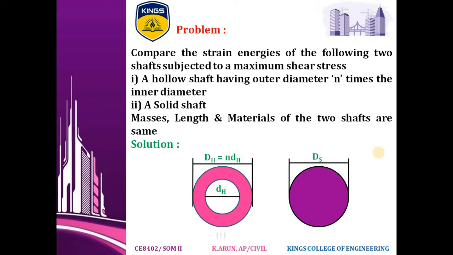So this is 1 and this is 2. Now we are going to compare the strain energies of these two shafts. Now I am going to write the given data first. The problem mentions that masses, length and materials are all the same for both the shafts. Hence the area of the hollow shaft will be equal to the area of the solid shaft. Length of the hollow shaft will be equal to the length of the solid shaft.